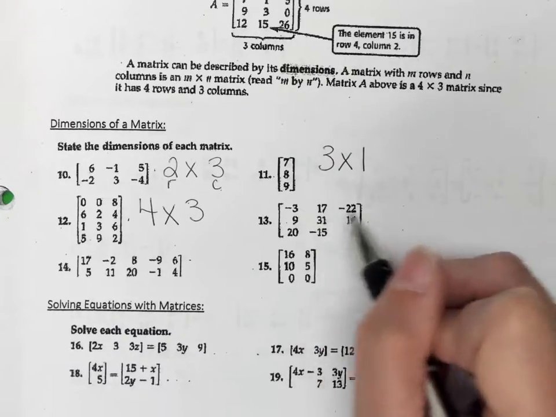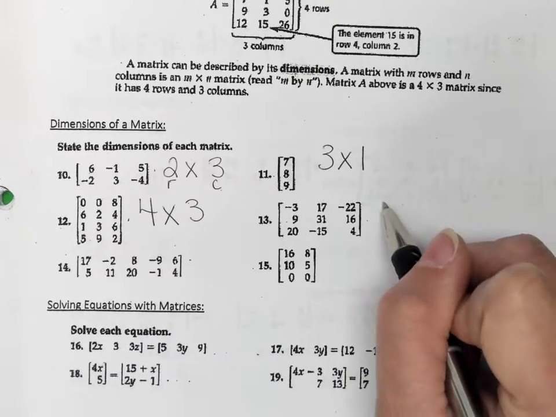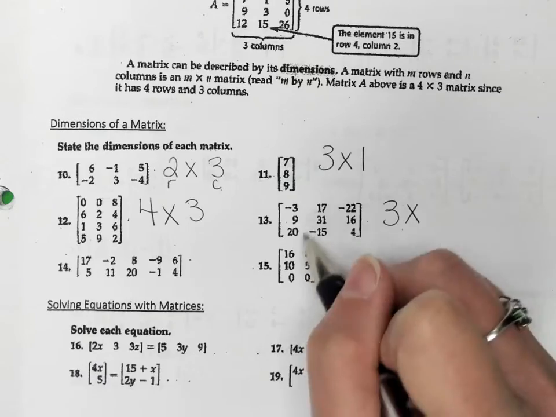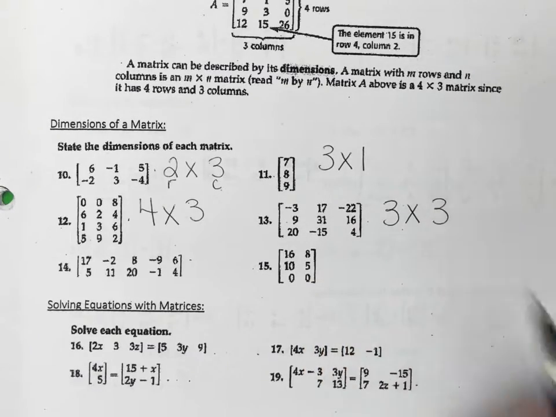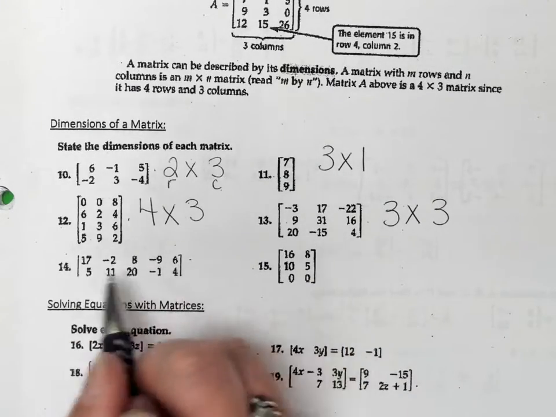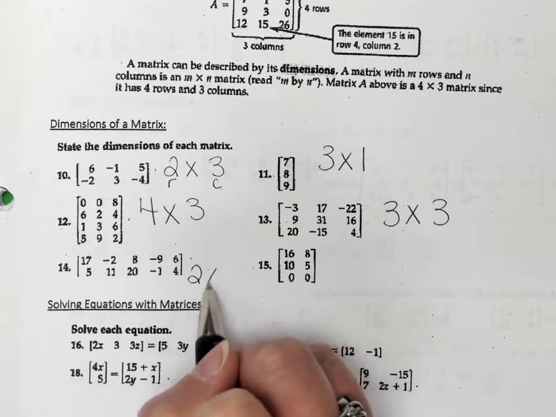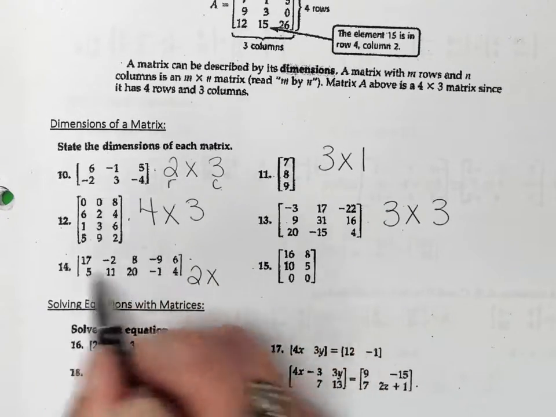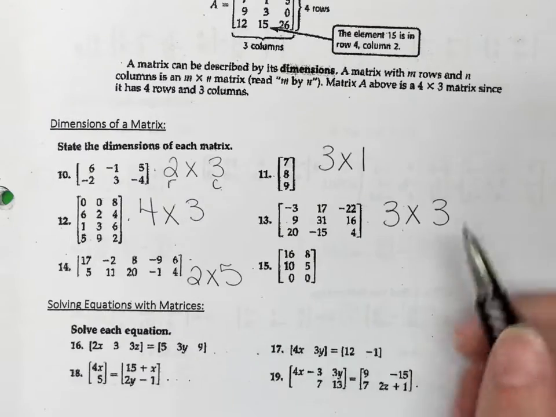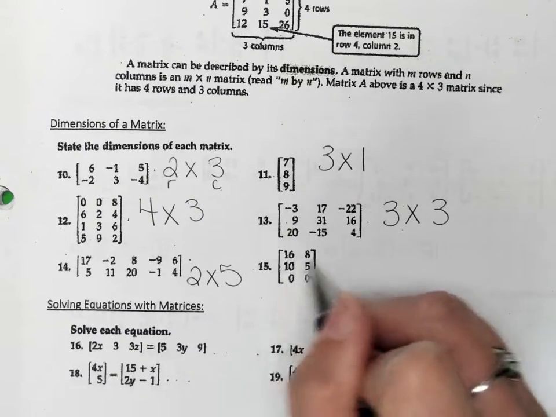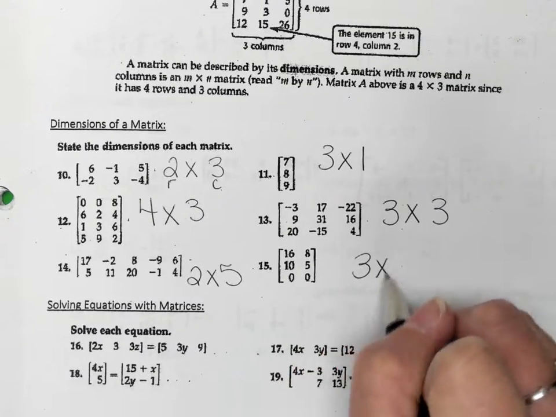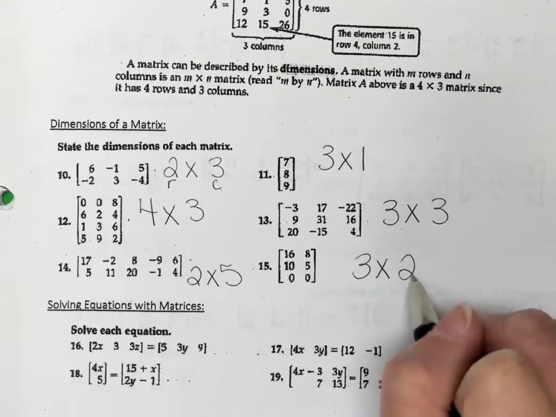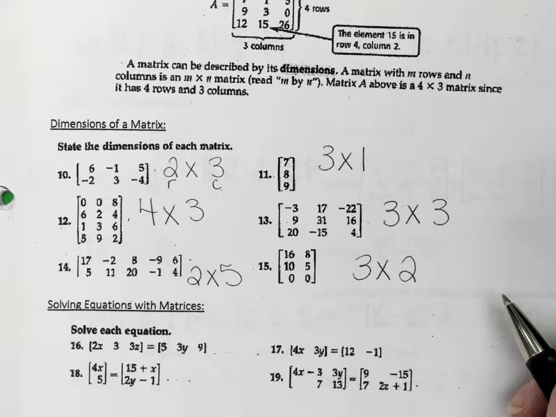All right, how many left to right on number 13? 3. And how many up and down? 3. There you go. All right, number 14. How many left and right? 2. How many up and down? 5. All right, 15. How many left and right? 3. And how many up and down? 2. Guys, it's really easy, but you got to know how to do it. Otherwise, you're going to mess up everything from here on out. It's really important.